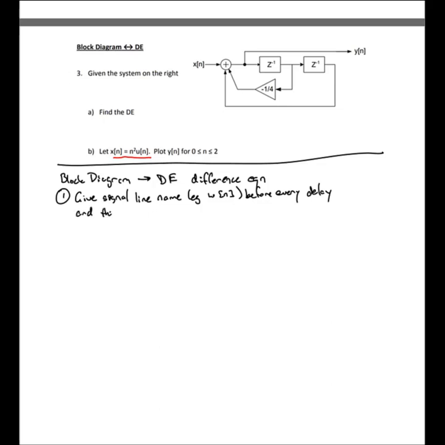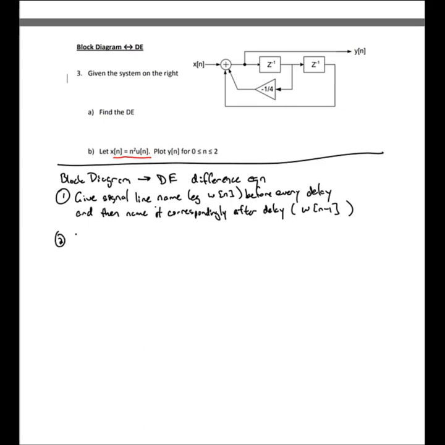And then name it correspondingly after the delay. So if it was W of n before the delay, then after the delay, it would be, Gordon, W of n minus 1, sir. Yeah.